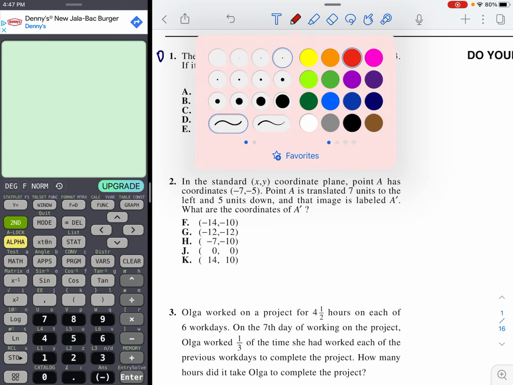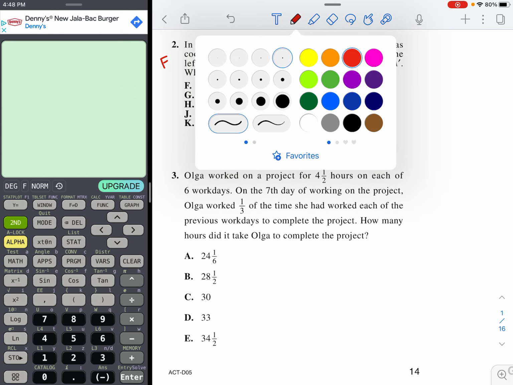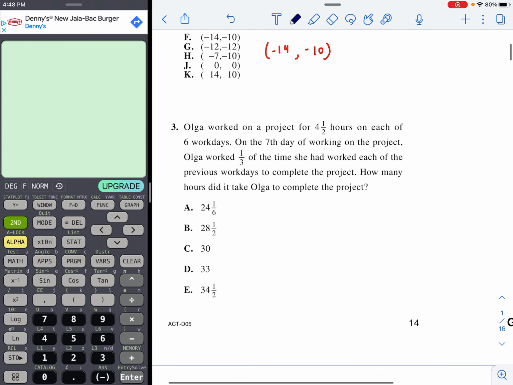Question number 2. In the standard xy coordinate plane, the point A has coordinates -7, -5, and we're going to translate that point 7 units to the left. That'll put us at -14, and 5 units down, that would put us at -10. Answer choice F.